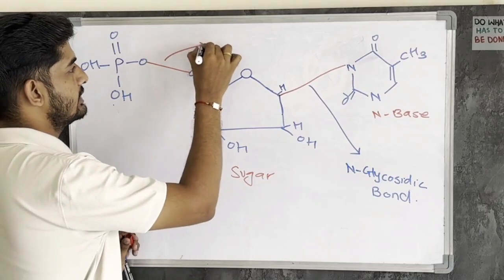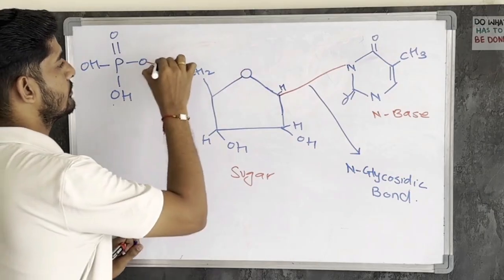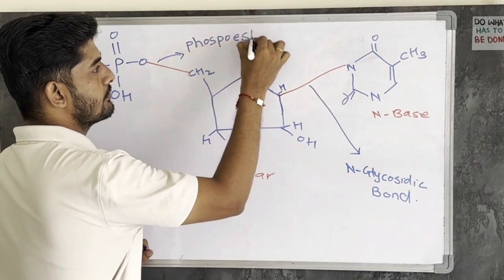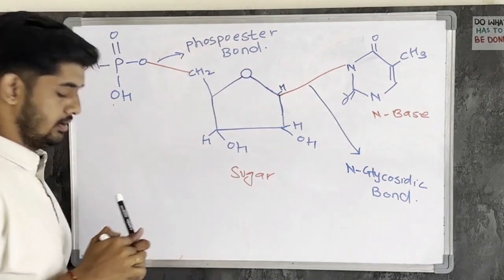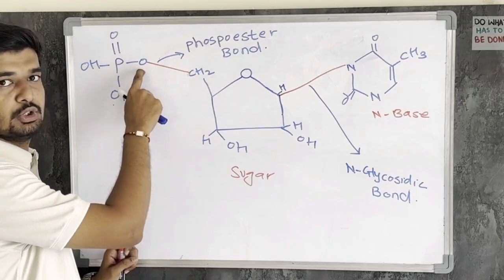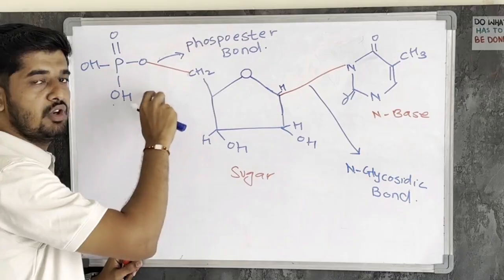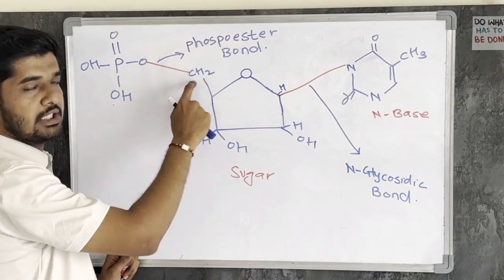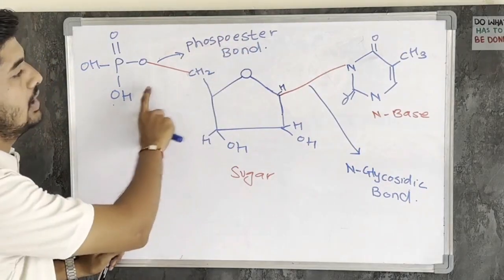Now this bond is called the phosphoester bond. The bond formed between the fifth carbon of the sugar molecule and the oxygen of the phosphate group is called the phosphoester bond. Always remember that the phosphoester bond is formed within the nucleotide. The bond that joins the oxygen of the phosphate and the fifth carbon of the sugar molecule is called the phosphoester bond. Now this is our one nucleotide.